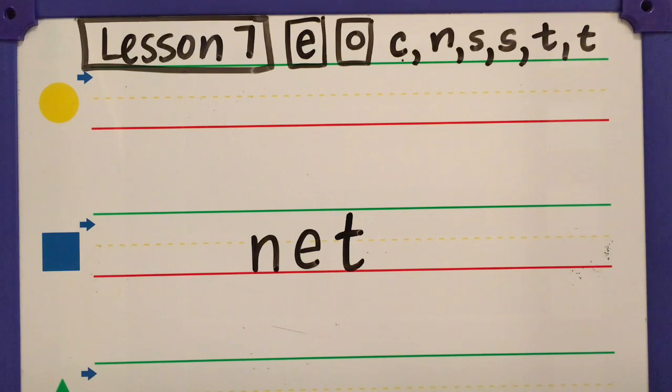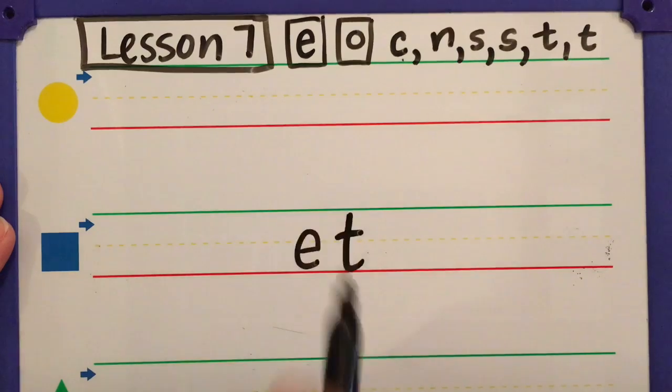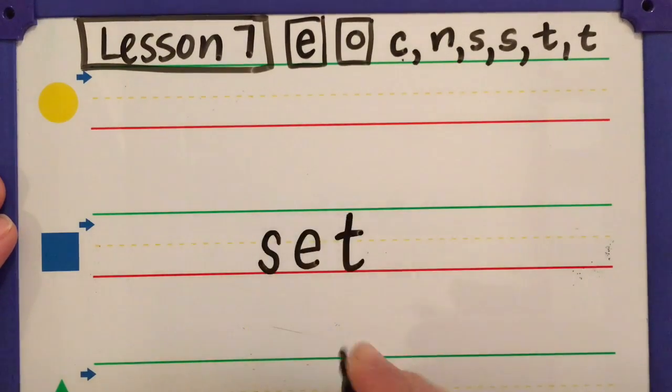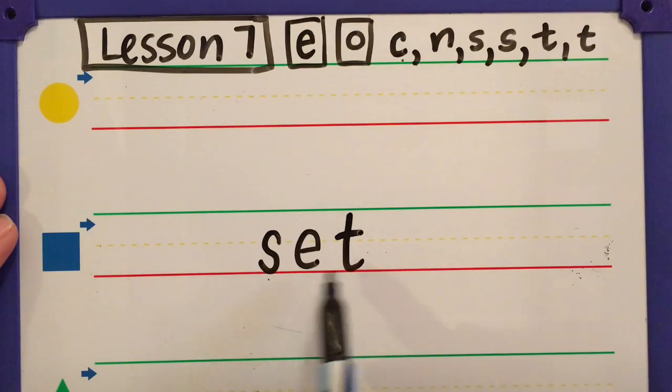The next word will also be changing one letter. We'll go from the word net to the word set. S-E-T, set. If you already know what changes need to be made, you can do that before I do. Take away the N, change it to an S. S-E-T, set.